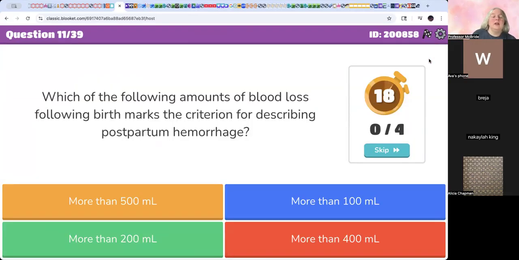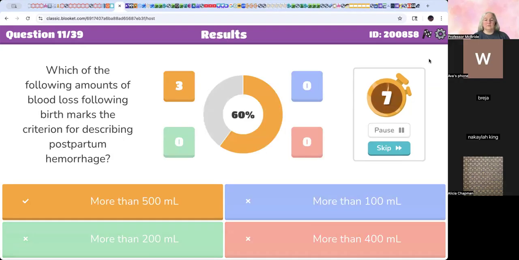Which of the following amounts of blood loss following birth marks the criterion for describing a postpartum hemorrhage? Good, more than 500. So more than 500 for a vaginal birth, right? What do we say our criteria is for a C-section? 1,000. Yep.